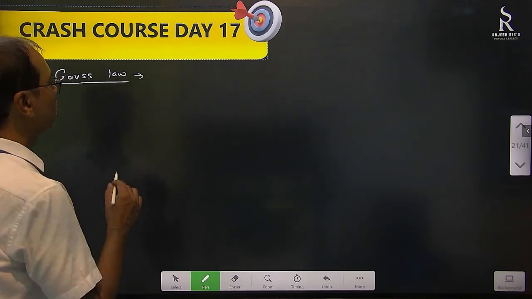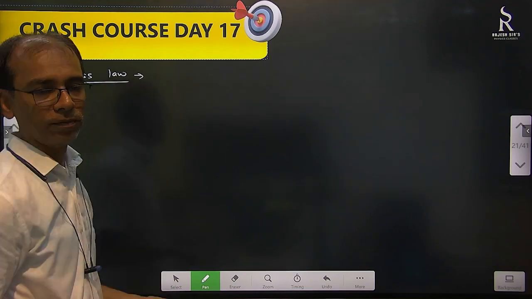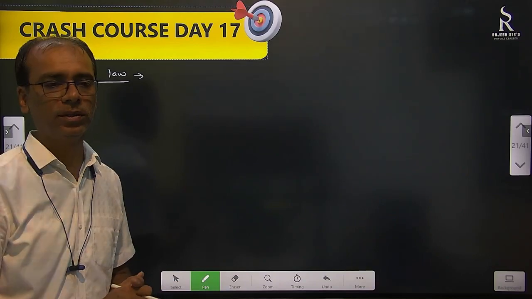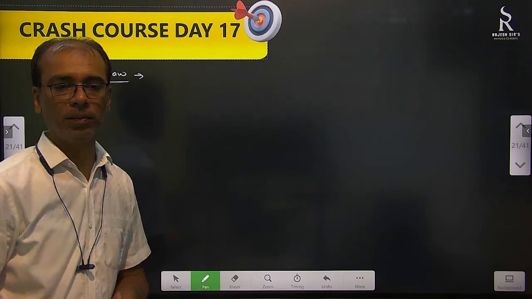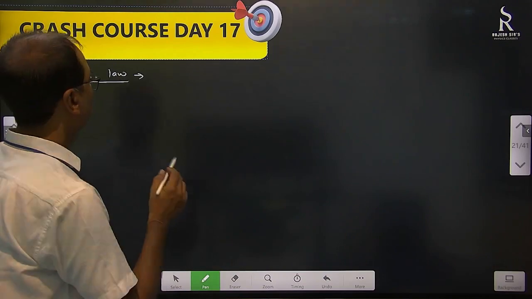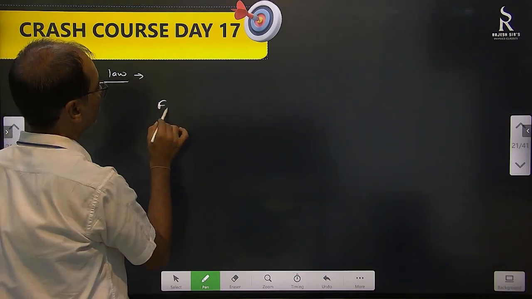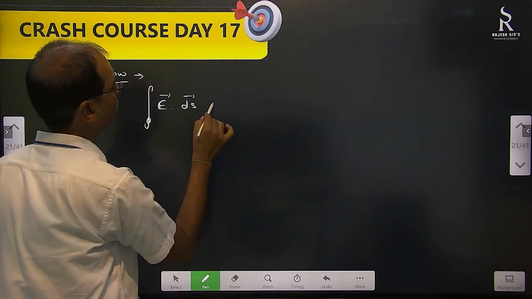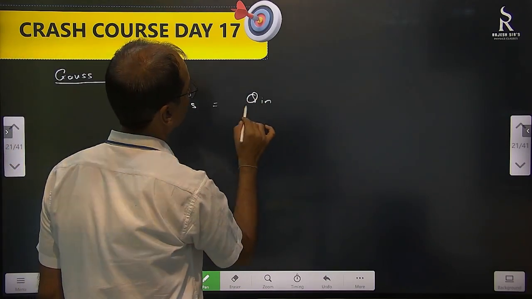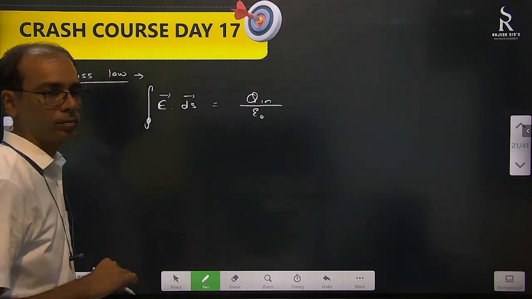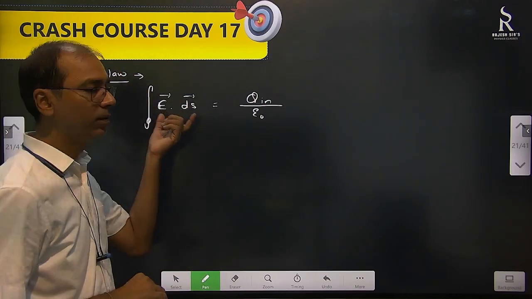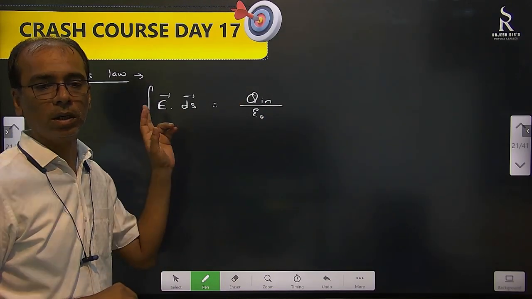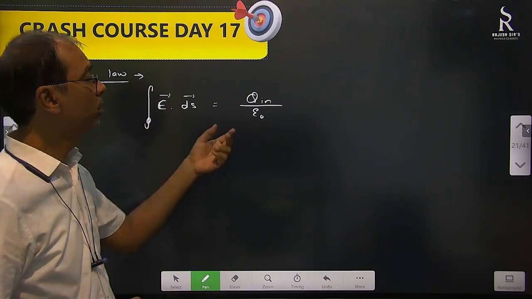What does Gauss law say? Gauss law says that with any closed surface, real or hypothetical, real also we can consider as a Gaussian surface, or if it is not there, then we can consider a hypothetical surface also. So the flux linked with the Gaussian surface is equal to the charge inside that Gaussian surface divided by epsilon naught. Electric flux linked with the Gaussian surface is equal to Qn by epsilon naught.